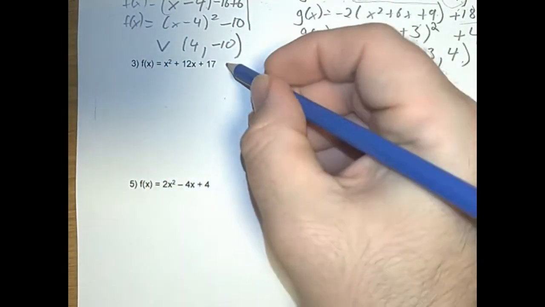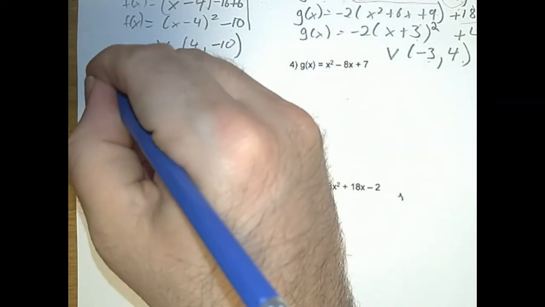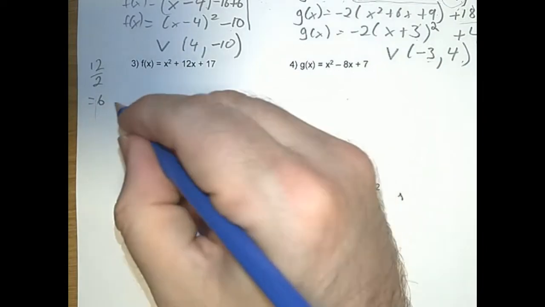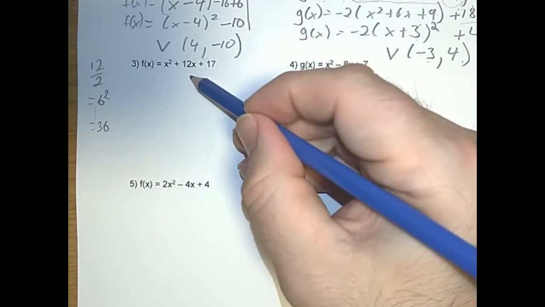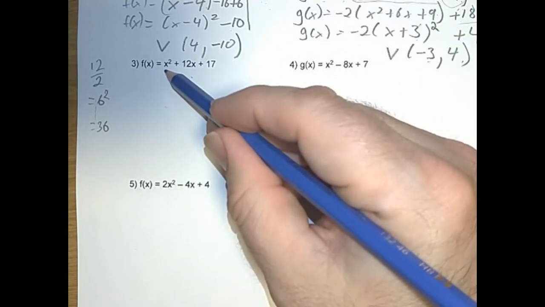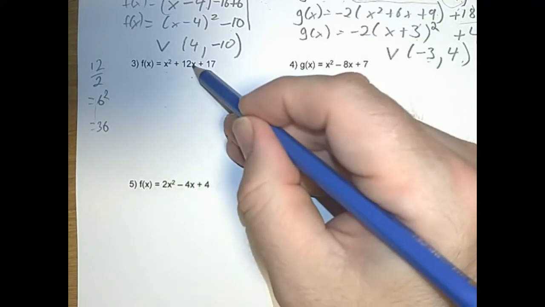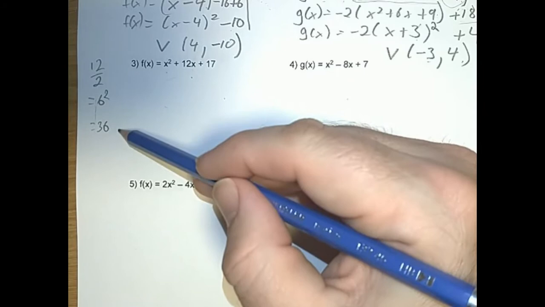Okay, so for this one here, you take the 12. I'm going to use this margin so I have lots of room. You take the 12 divided by 2, and you get 6. And then you square the 6, so you get 36. So you take the middle number, as long as it starts with x squared. When it starts with a number, you have to take it out. But if it just starts with an x squared, you just take the middle term, divide it by 2, and square it.